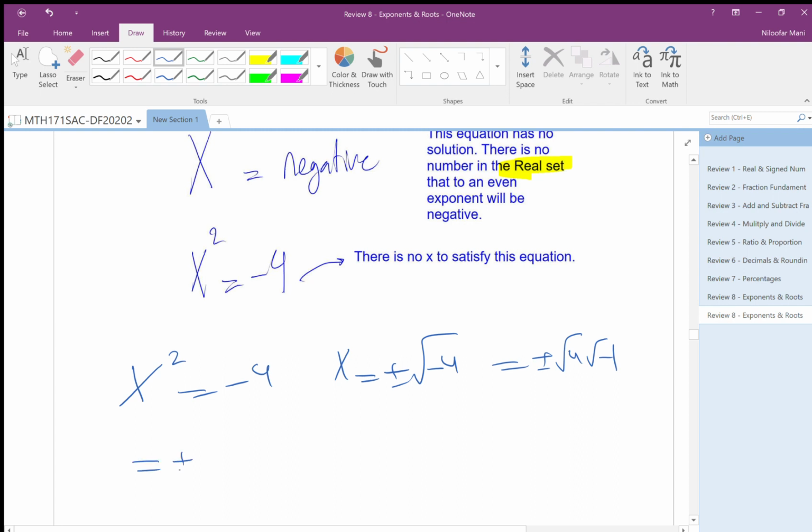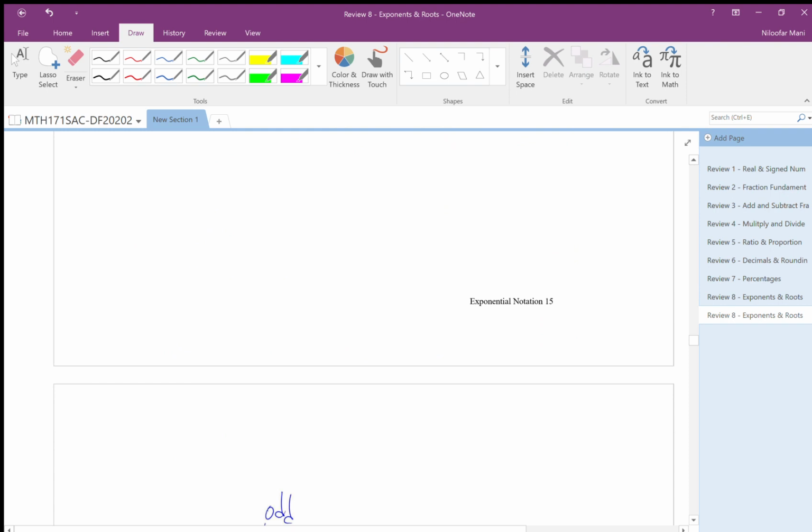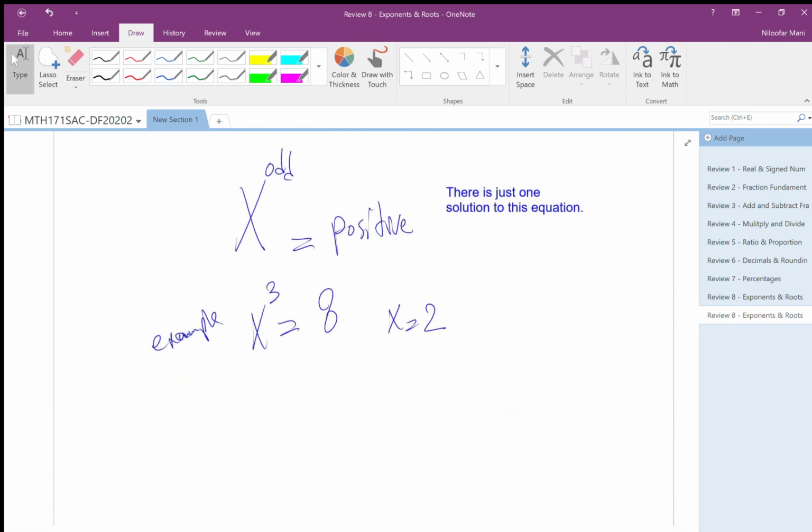Which is plus minus 2i. Yes, but this is the imaginary number set, not the real numbers. So in real numbers, no. In real numbers, if I have x to the power 2, 4, 6, 8 equal to a negative, there is no answer. How about odd powers? Yes, odd powers work.